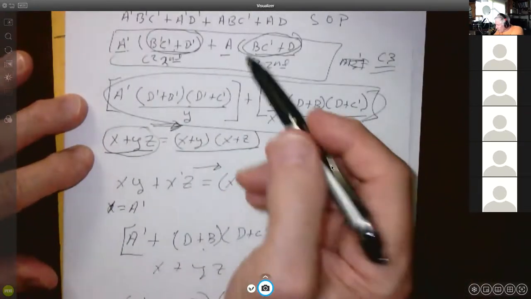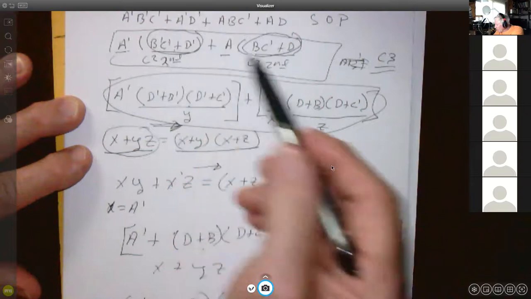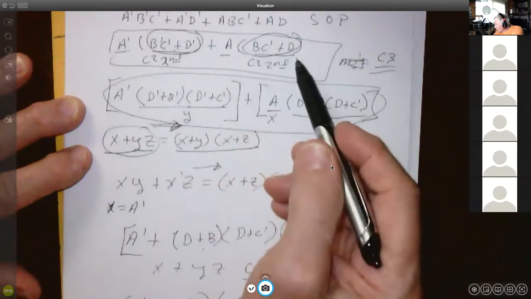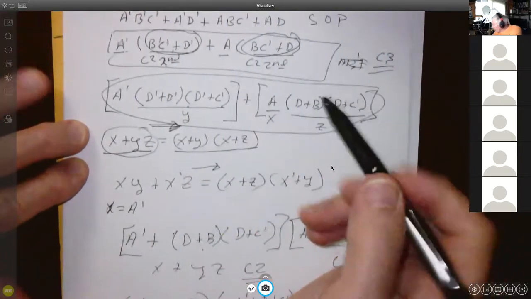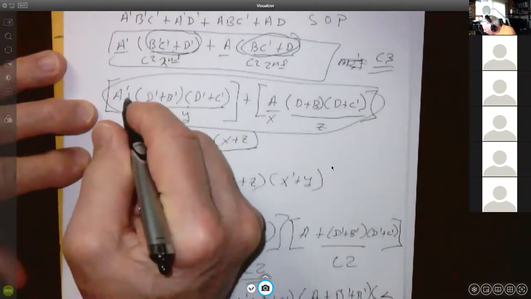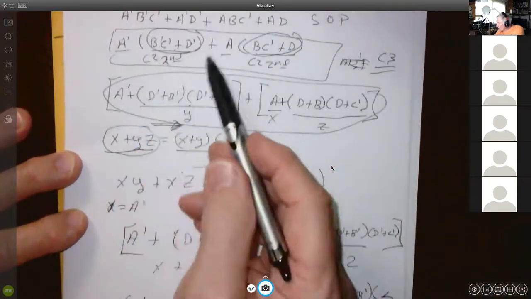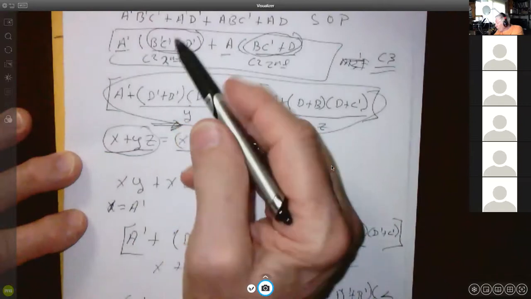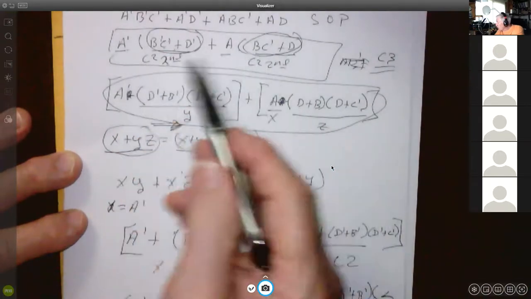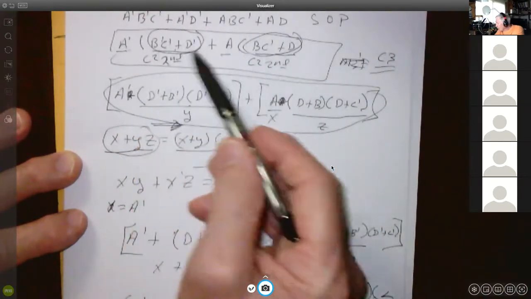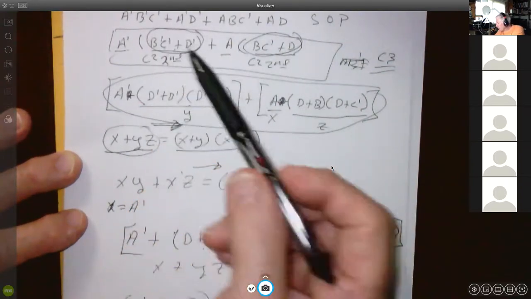So let's just go over it again. The first thing we did, we factored the A prime out: A prime times this quantity plus A times this quantity. I'm missing a plus here. I'm going back and getting myself confused. So when we did this, we had A times this and A prime times this, A times this. The first thing we did, we just dealt with this quantity inside here, and we used the second distributive law.